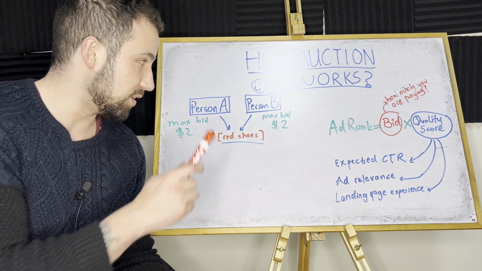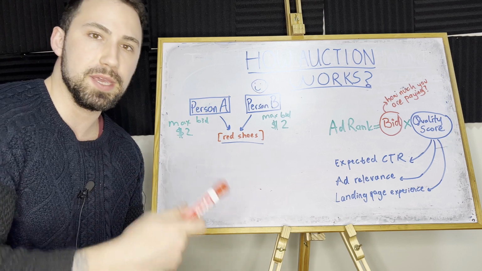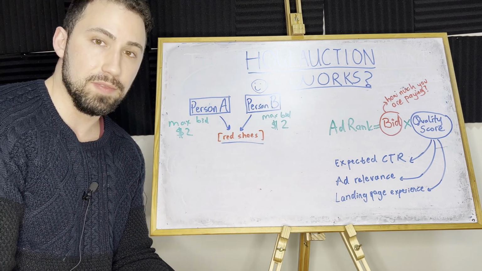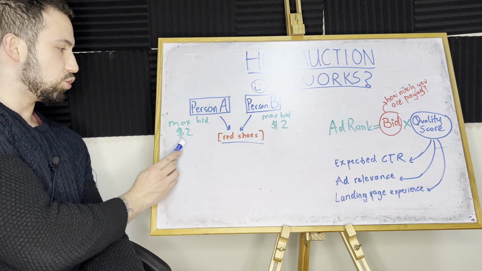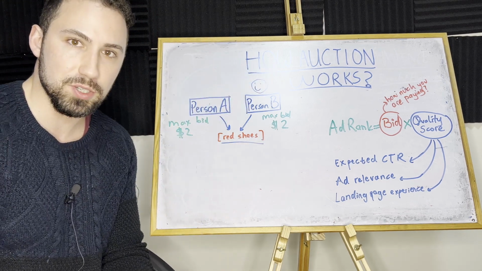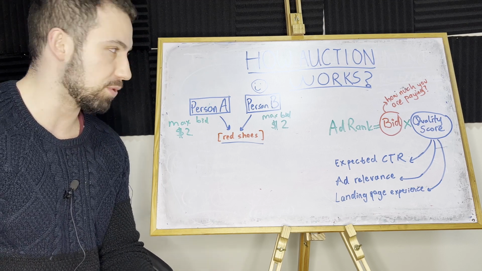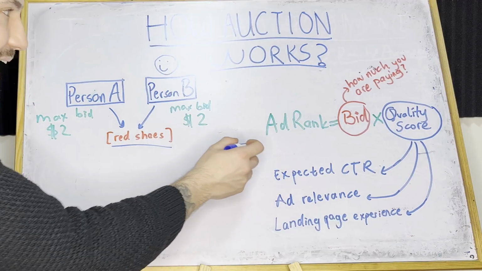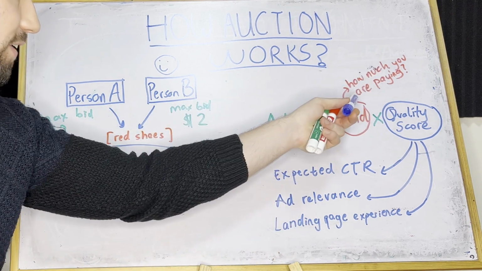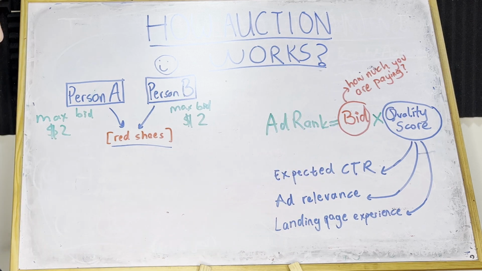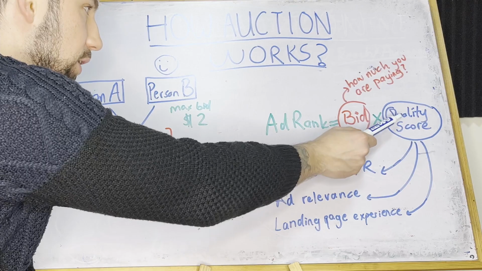The idea is, say we're both bidding $2, so who is going to be on top of the other person? There are other factors playing into this. If I'm bidding $2 and he's also bidding $2, who is going to show their ads in front of the other? There is a formula called the ad rank formula. There is the bid, how much you are willing to pay for a certain keyword, in this case $2 for both of us, multiplied by quality score.